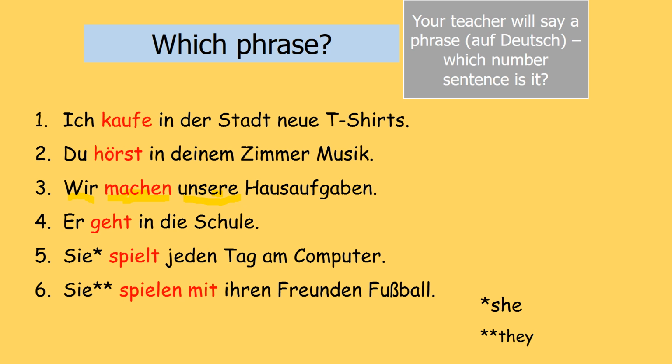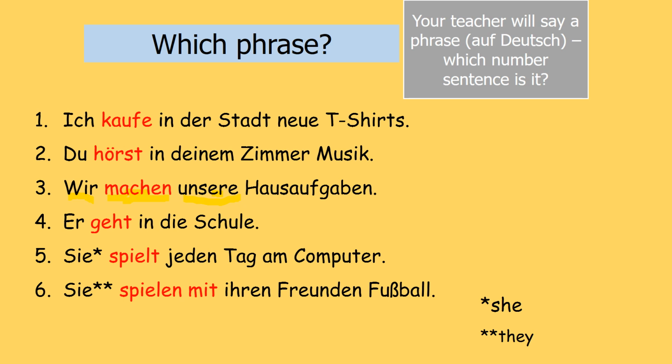Okay, next sentence is Du hörst in deinem Zimmer Musik. Du hörst in deinem Zimmer Musik. And this is sentence number 2. So you listen to music in your room. Zimmer is your room.